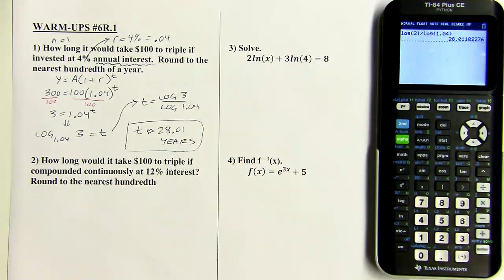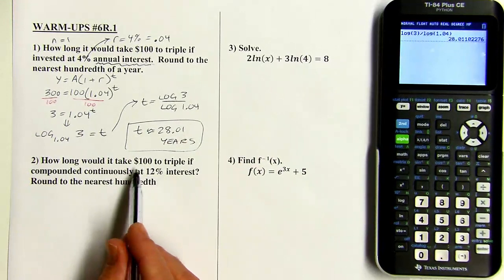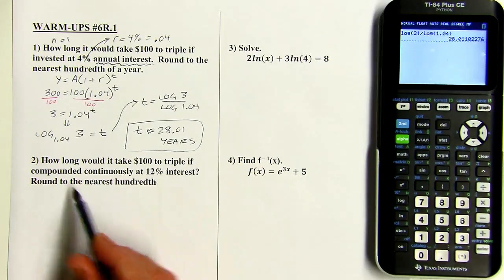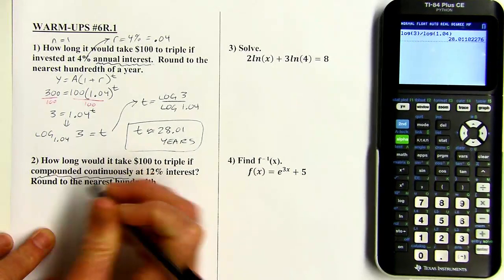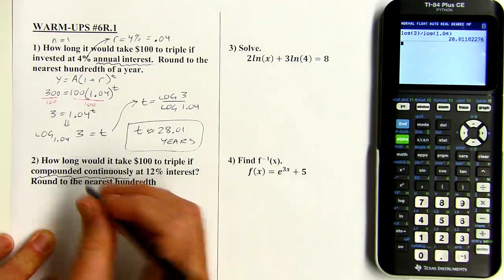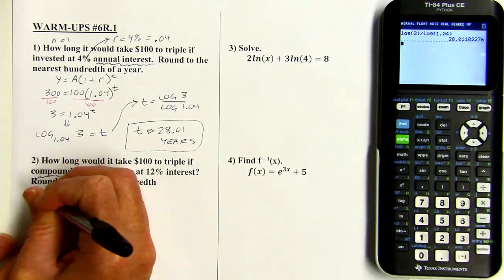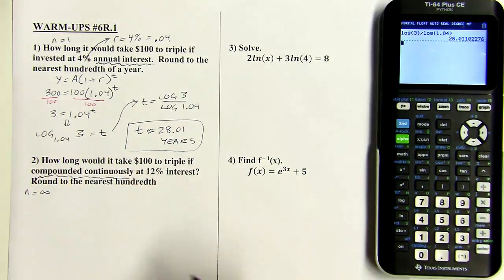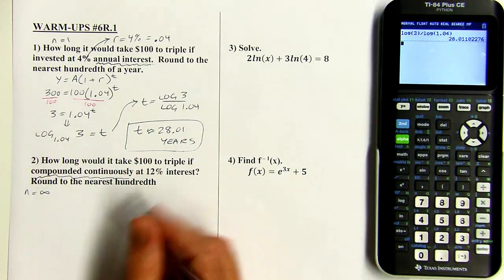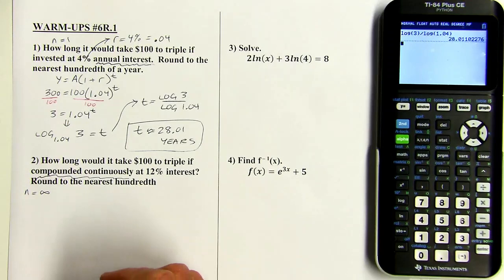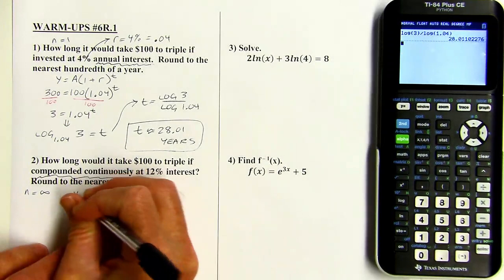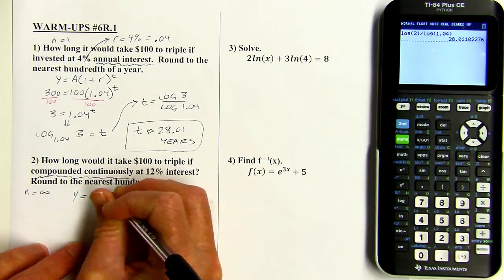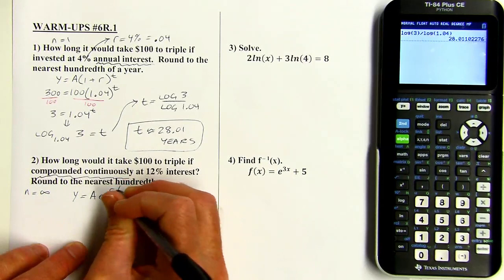Okay. All right, let's try another. How long would it take for $100 to triple again? But this time we're compounding continuously. So that means on this one, we're going to do an infinite amount of compounds. We're continuously adding the 12% back in. All right, and then so we need this formula, the one with the e when we're doing continuous compound.